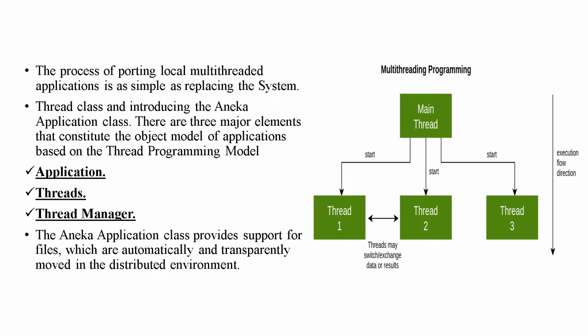The Aneka application class provides support for files, which are automatically and transparently moved in the distributed environment. As we see in the diagram, the main thread is divided into three threads. Thread 1, 2, 3 initially start from the main thread. The gap between two threads is where threads may switch or exchange data or execution. The execution flow direction is from the main thread to the threads.